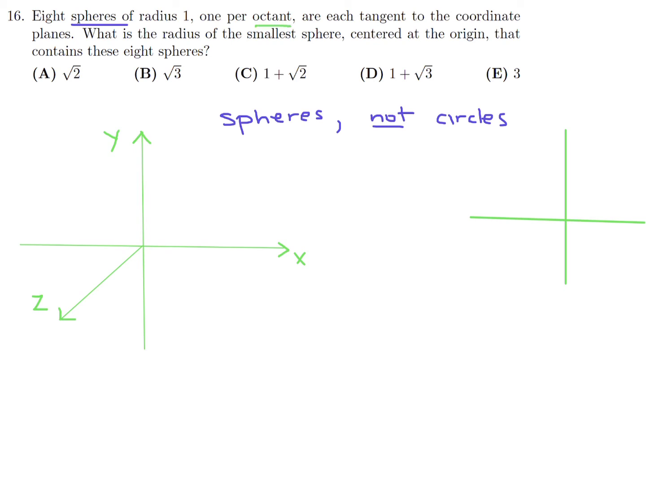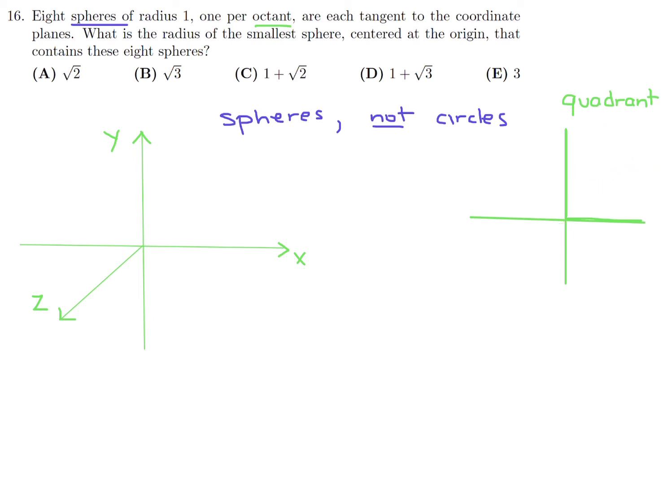Now, do you know what octant means? Well, you definitely have heard of quadrant, correct? Quadrant is just this area right here. This is like the first quadrant, for example. Octant is if you were to cut that down the middle. Each of these would be octants.